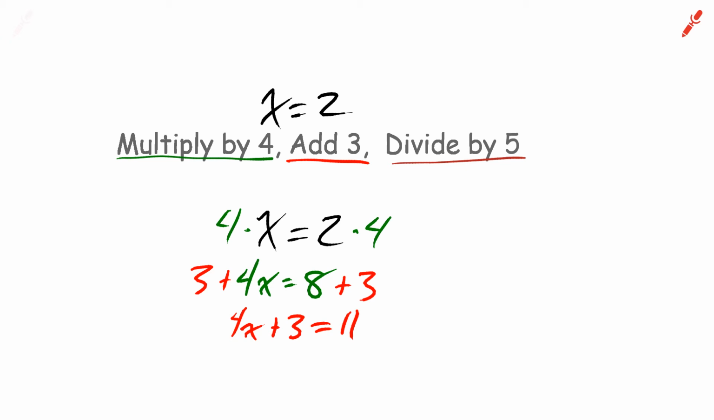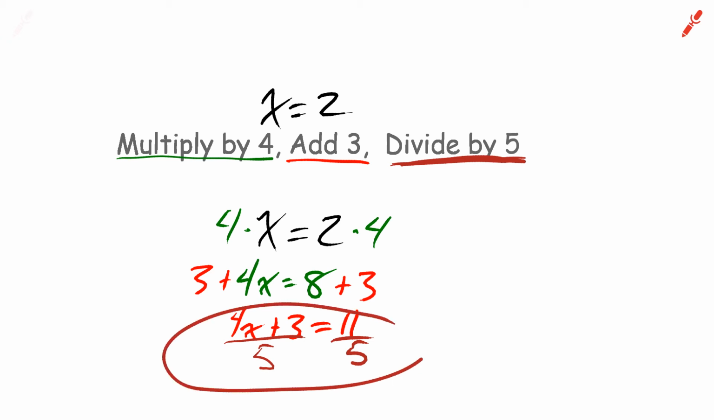Now I've got 1 step left. That step says divide by 5, in case you forgot. So I'm just going to divide both sides by 5. I don't have to try to simplify it, guys. I can leave it just like this, and this will be my final equation. 4x plus 3 over 5 equals 11 over 5.